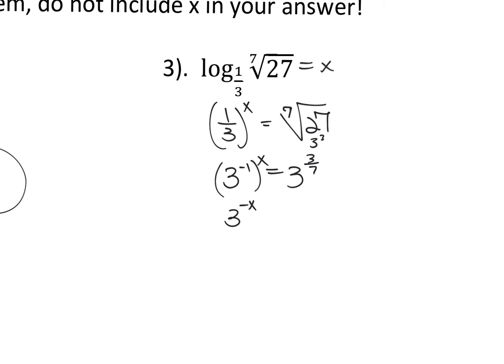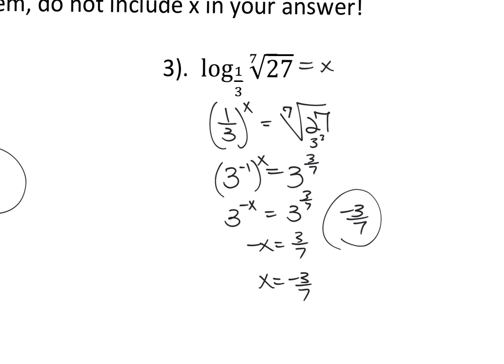Using the exponents property, I'm going to multiply, and then the bases are the same, so I can set the exponents equal to each other to solve. Final answer, x is equal to negative 3/7. So all of those are evaluating. What does this logarithm equal?